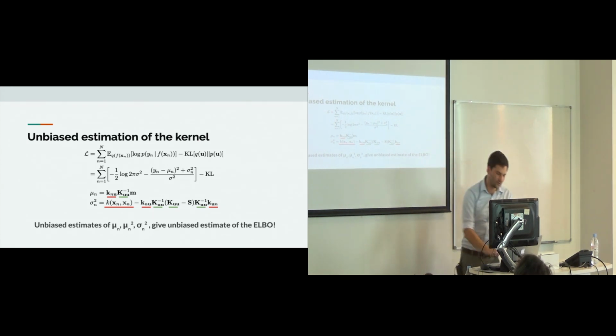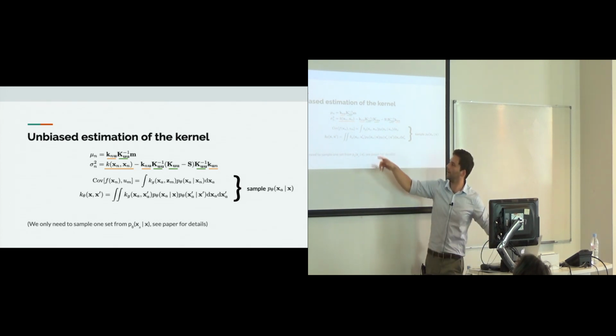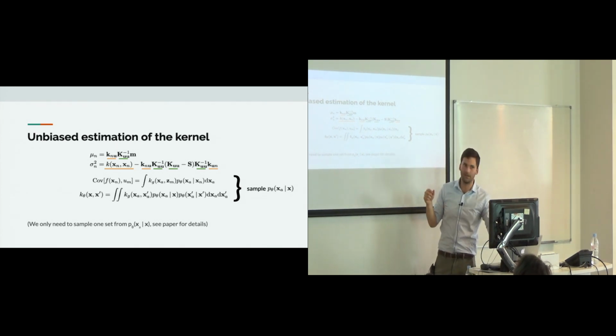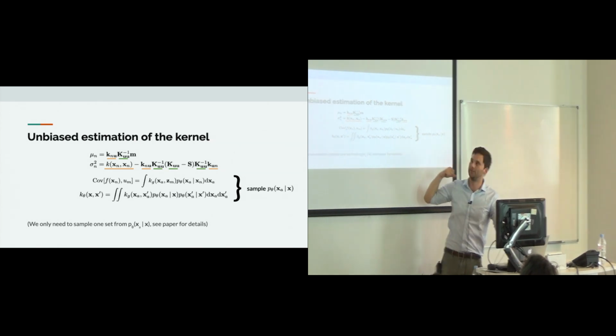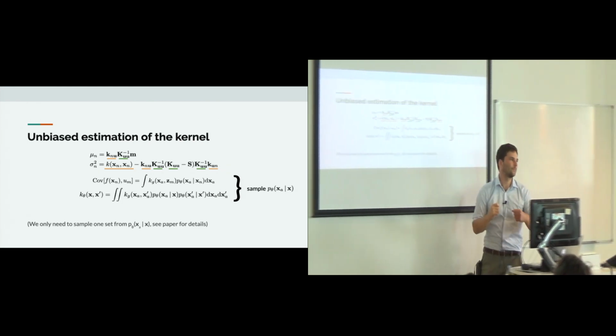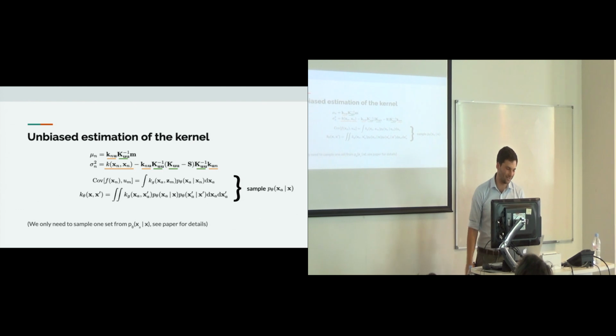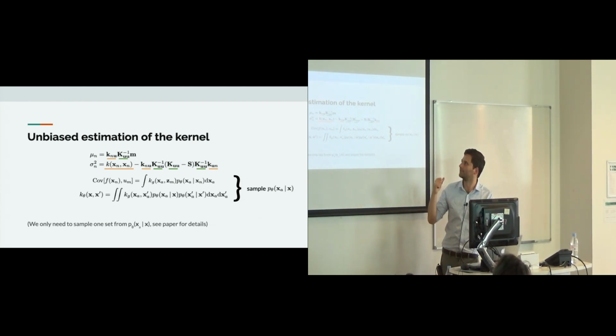So taken together, these two tricks give us a working method. We've essentially removed the intractability from these covariances between inducing points, and we've got unbiased estimates for these. I've skipped over a few details. If you're interested in the details, we constructed some slightly clever estimators which reduce the amount of samples that we need to take. The details of that are in the paper.